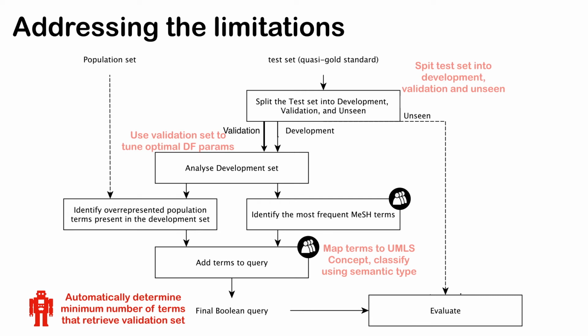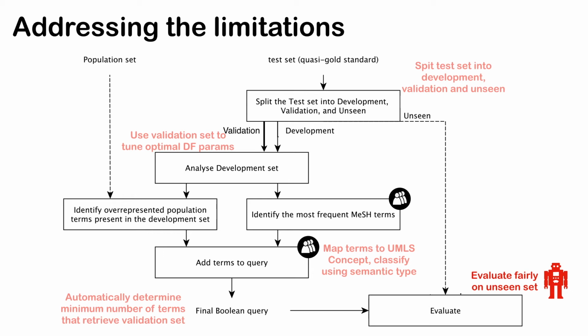Then we can automatically determine the minimum number of terms that retrieve the validation set and optimize the query towards an evaluation measure, in order to maximize that evaluation measure on the validation set. And then finally, we can evaluate more fairly on an unseen set of documents.